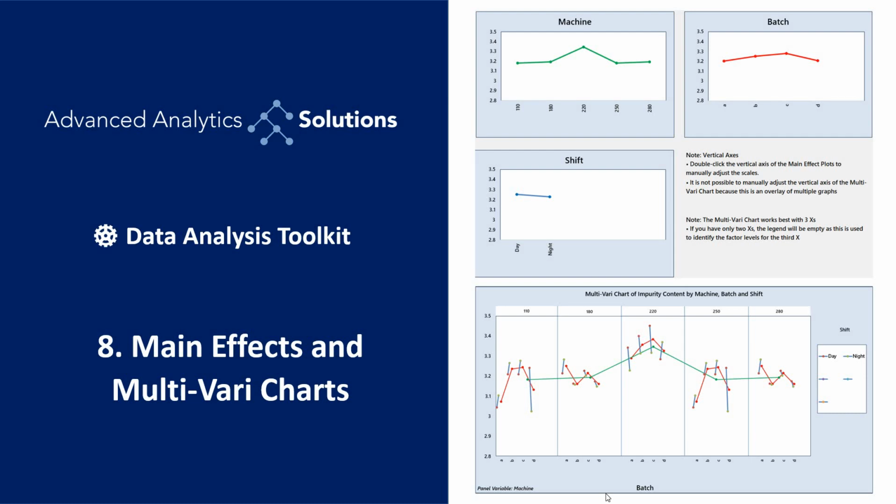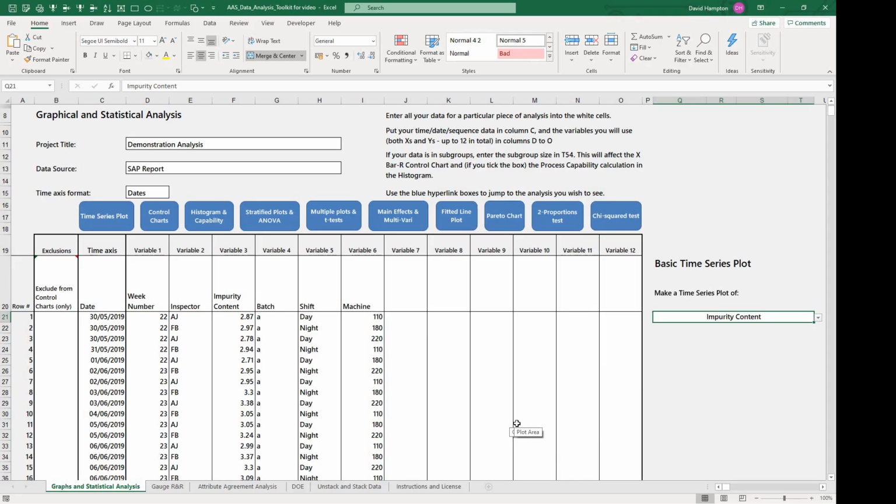In this video, we're going to look at main effects plots and multivary charts, two very powerful tools to enable you to look at the effect of more than one factor at the same time. I'm going to return to the impurities example as an illustration of this. As a reminder, we have impurity content, and that might be affected by which batch it is, whether it's day shift or night shift, or which machine number has been used to produce the product.